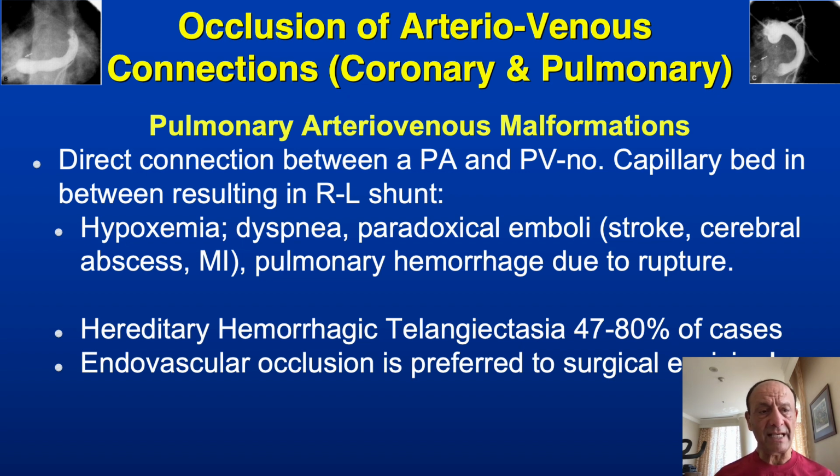This condition is associated with hereditary hemorrhagic telangiectasia in 47 to 80% of the cases. Endovascular occlusion is the preferred management for these patients. Nowadays, we rarely perform surgery, but if they are diffuse, you may need to do lobectomy or entire pneumonectomy.